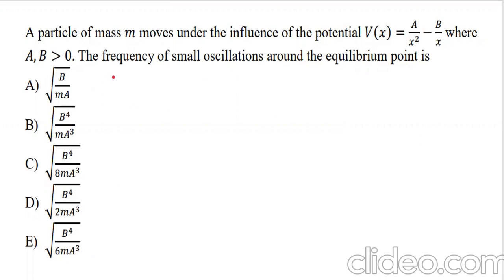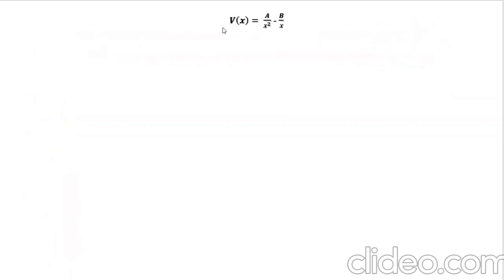This question may be asked in a different way: you may be asked to find the frequency of small oscillations about the minima of the potential. Whatever the question is, whether it asks for the frequency of small oscillations around the equilibrium point or about the minima of the potential, the method would be the same, and that is what I am going to tell you. And this is the potential which is given here.